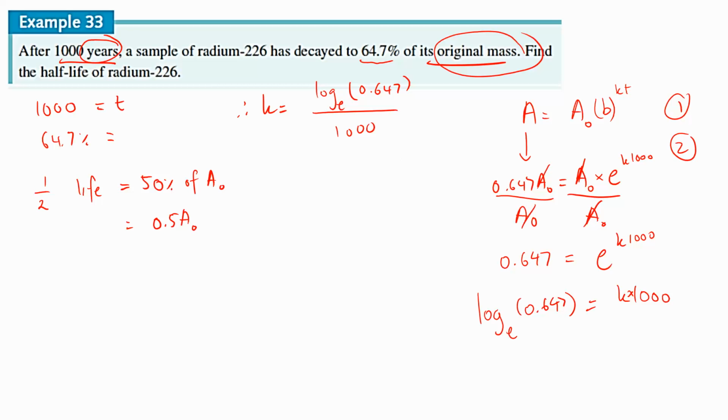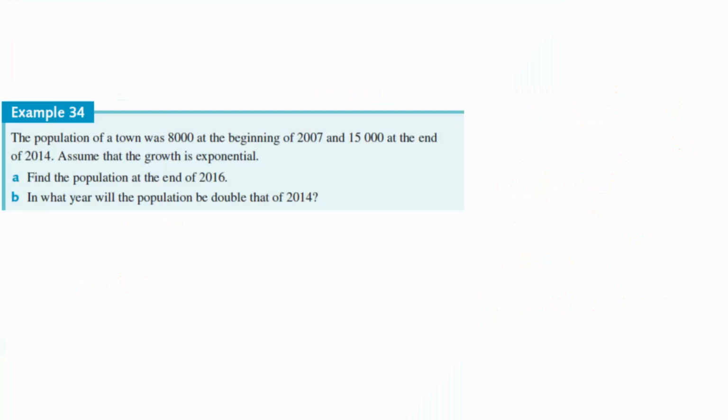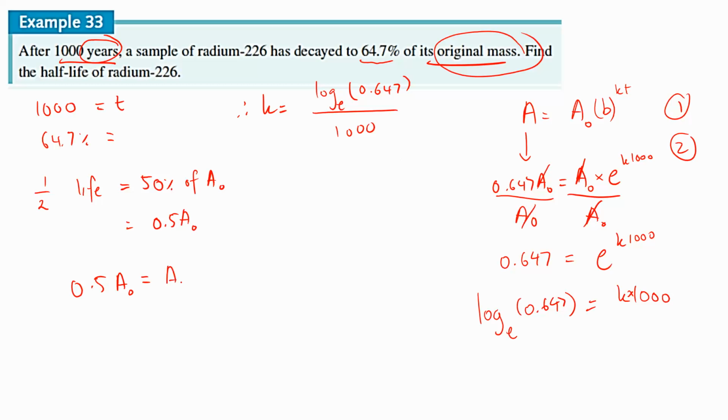And you're doing the same things again. You've got 0.5 A naught, which is what you don't know. You don't know the A naught as well, times e to the power. Now you have k as log e of 0.647 divided by 1,000, times t. And that was your goal. Your goal was to find how long. So you want to find t.